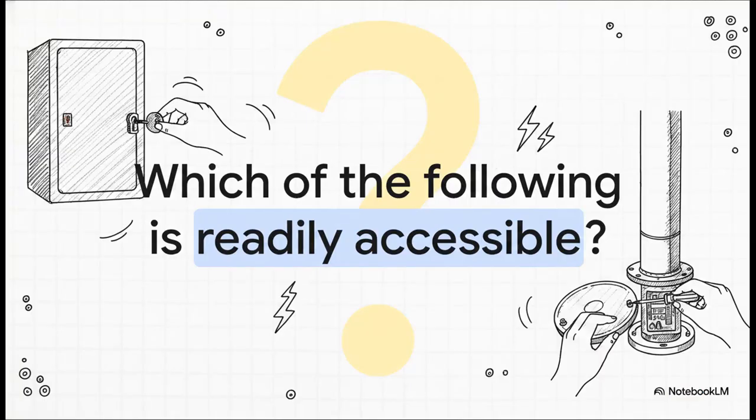Let's run a quick simulated exam question. Imagine you're on a job. You've got a locked panel board that requires a key to open. Across the site, you have a junction box tucked inside a light pole base that requires a screwdriver to open. According to the NEC, which one of these is legally considered readily accessible? Take a second and think about it.